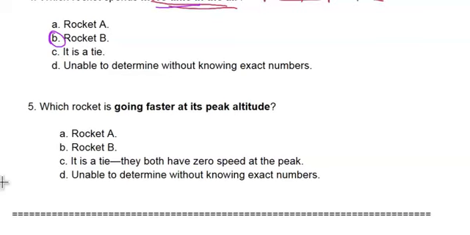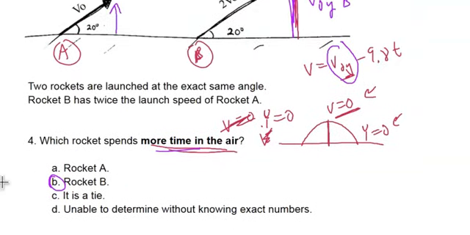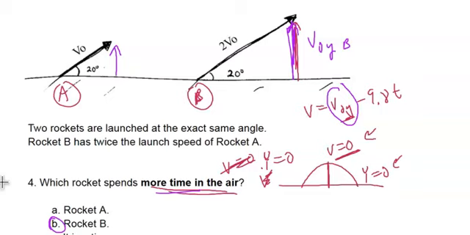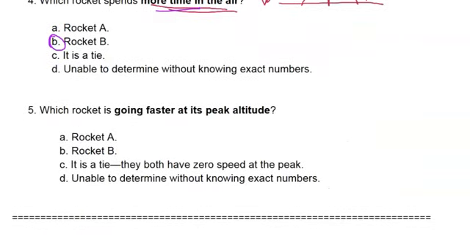Okay, question 5. Which is going faster at peak altitude? At peak altitude, each projectile only has its horizontal velocity. But look at that. Projectile B has a greater horizontal velocity. So projectile B is going faster at the peak.